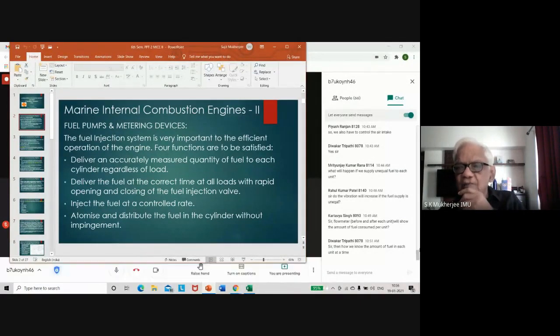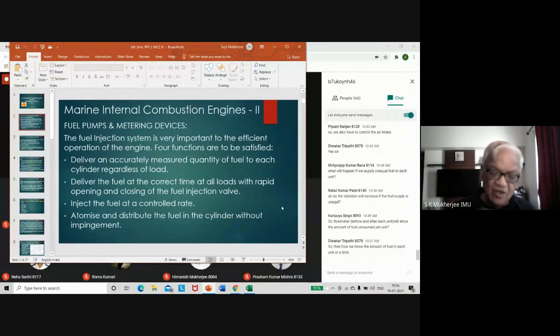Okay, so the amount of fuel in each unit at a time. So then how do we know the amount of fuel in each unit? We don't know except by that reading on the scale of the fuel rack, which is on the fuel pump. Okay, let's go. Good. I like everybody asking questions to get it cleared.